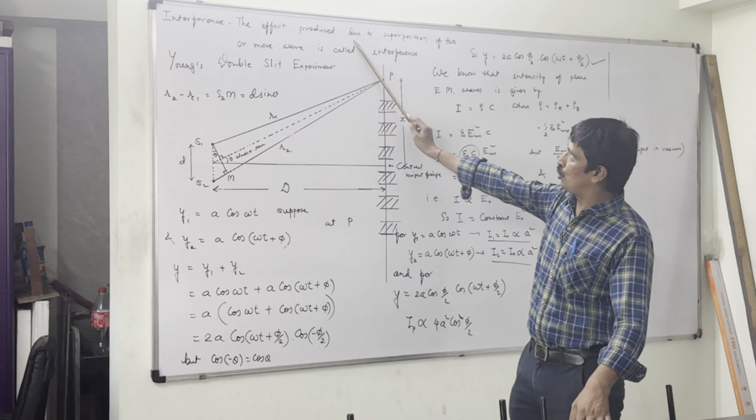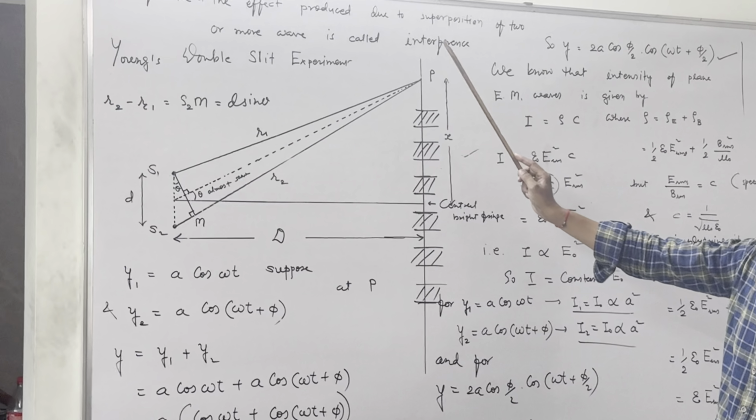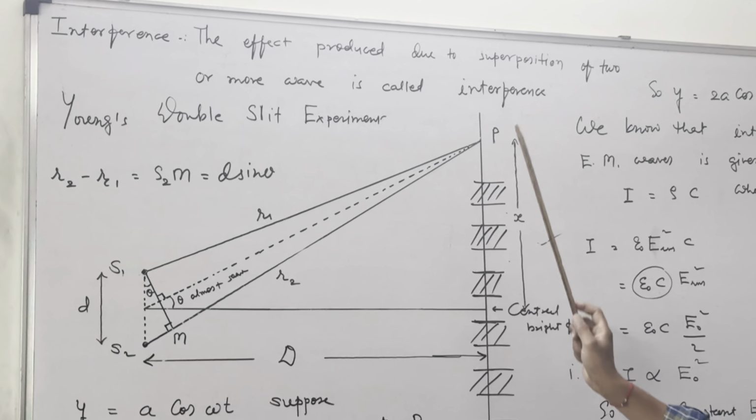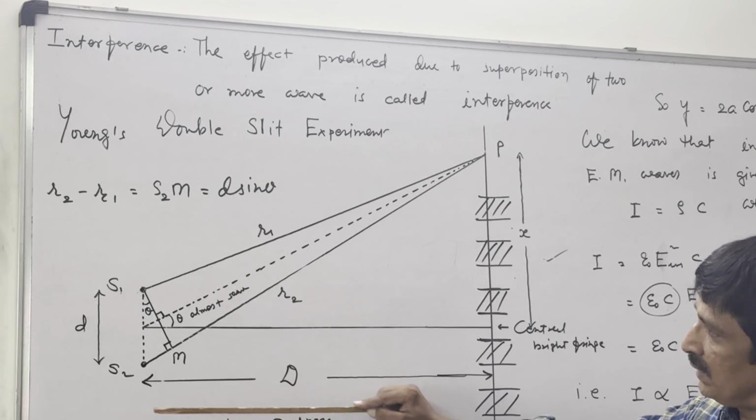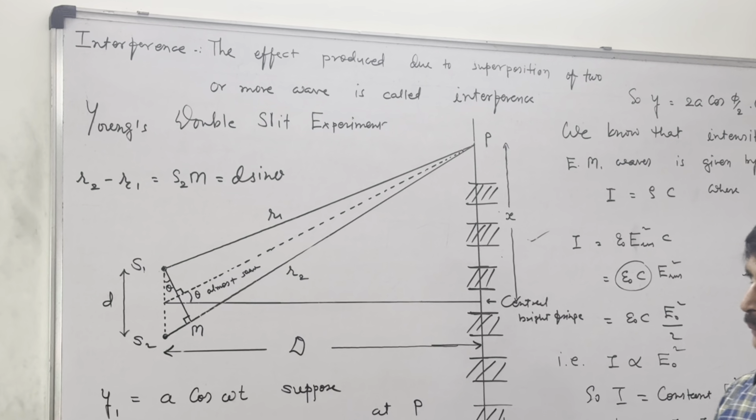Today we will study interference. The effect produced due to superposition of two or more waves is called interference. Here we will study Young's double slit experiment.